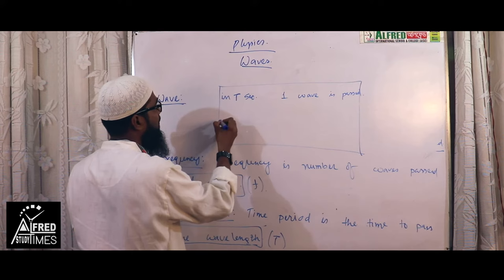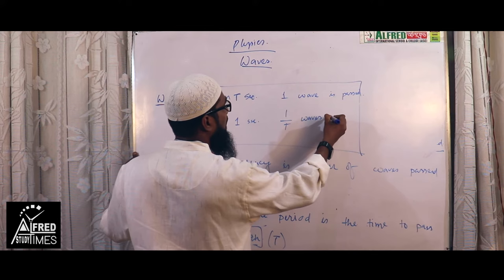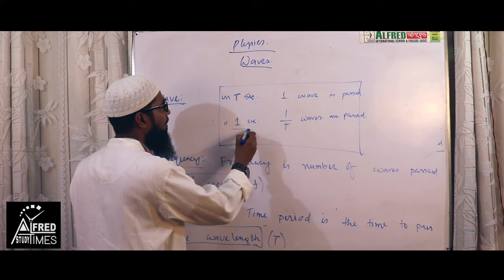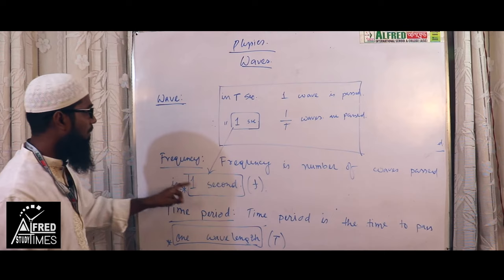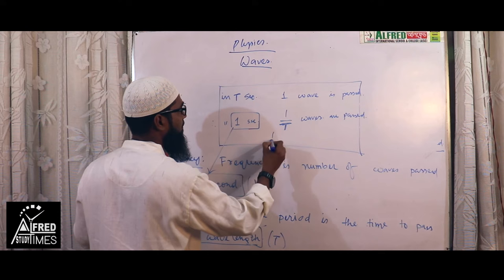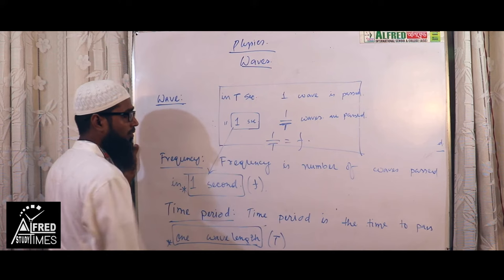So in 1 second, 1/T waves are passed. The number of waves in 1 second is called frequency. So 1/T we can call frequency. There is an inverse relation between frequency and time period. 1/T is equal to frequency. This is the unitary method to relate frequency and time period.